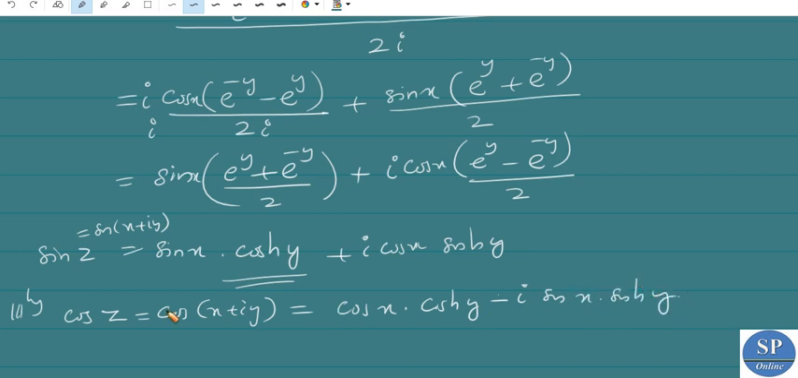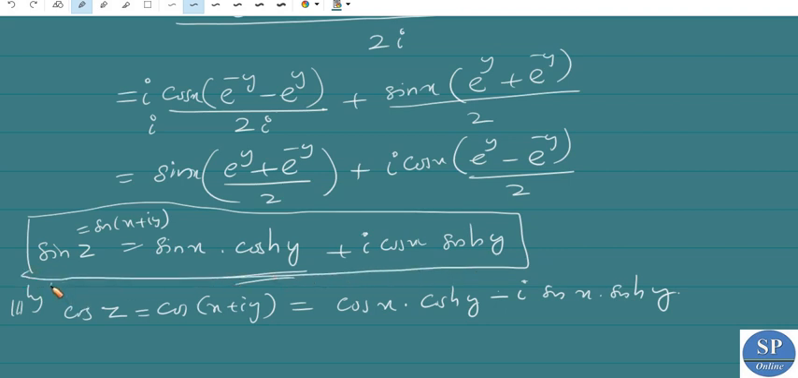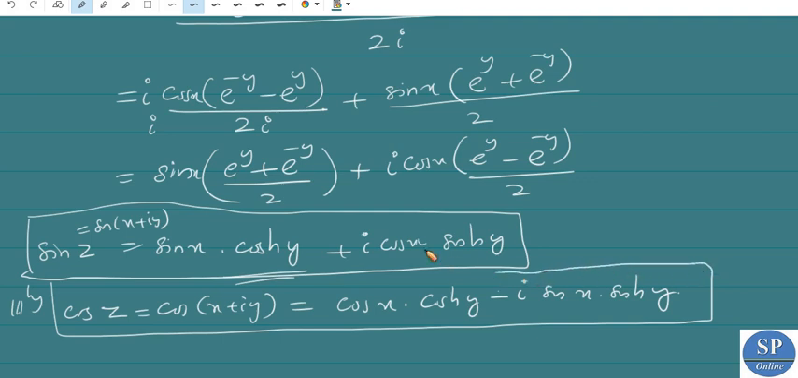Please try this cos z yourself. So we have separated the real part and imaginary part of sin z and cos z. I am leaving this cos z to you.